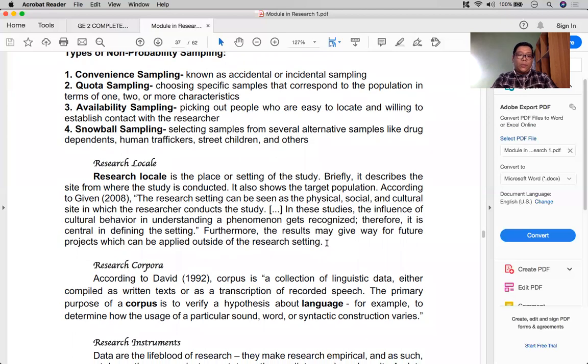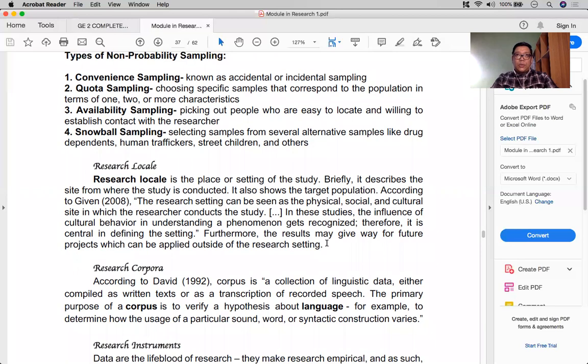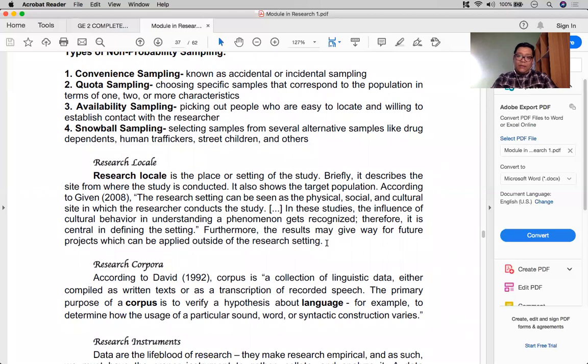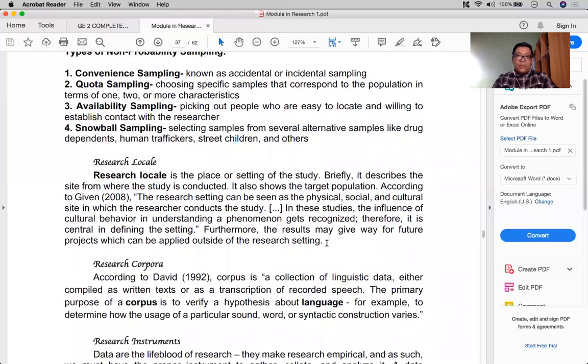So according to Given in 2008, the research setting or the locale can be seen as the physical, social, and cultural site in which the researcher conducts the study. So the research locale doesn't have to be a geographical location alone. In these studies, the influence of cultural behavior and understanding of phenomenon gets recognized. Therefore, it is central in defining the setting. Furthermore, the results may give way for future projects which can be applied outside the research setting. So locale, again, is not only about the geographical location. You may also cite the social and the cultural ambience or atmosphere where the study will be conducted or was conducted.